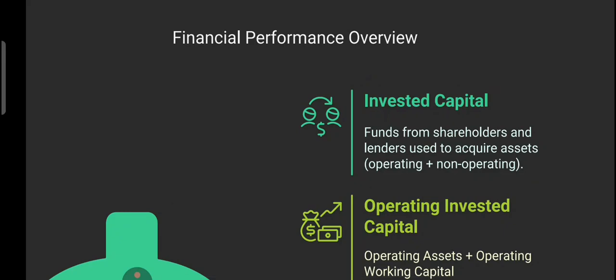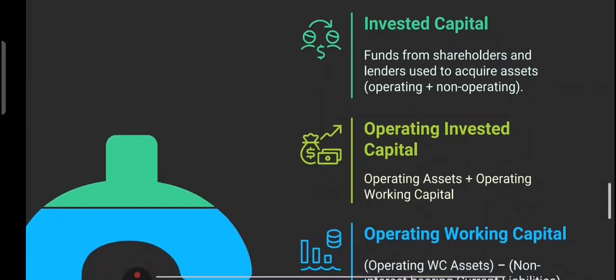First of all, the invested capital. Imagine a business needs money to buy machines, buildings or other resources. Invested capital is the total money that comes from shareholders, that means owners, and the lenders, which means banks or investors, to buy all kinds of assets, whether they are used daily or just sitting there, right? So that is the point. The invested capital means whatever funds have been accumulated from the shareholders or the lenders like banks to buy all kinds of assets. This is called the invested capital.